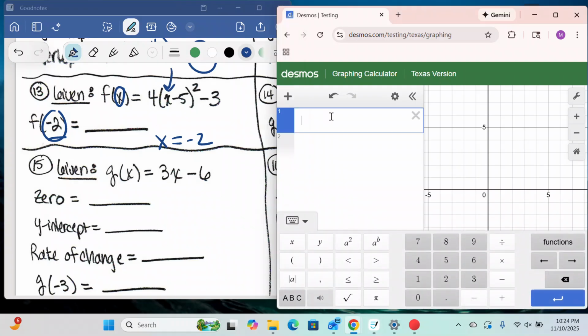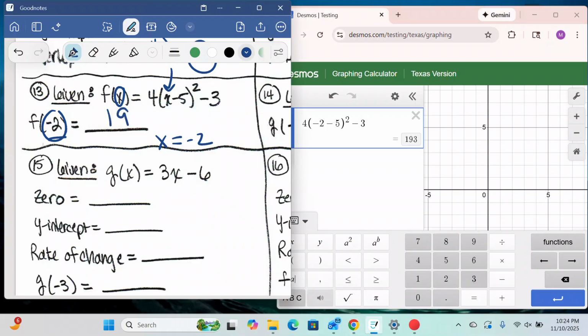So all we're going to do is input this with a -2 in there and let Desmos do the work for us. So let's do it. 4, open parentheses, x is -2, -5, close parentheses, quantity squared, so I'm going to raise it to the square, -3, and the answer is 193. It doesn't say find me the x-intercept, find me the y-intercept, find me the slope. It just tells me I want to evaluate f of -2. That's it.